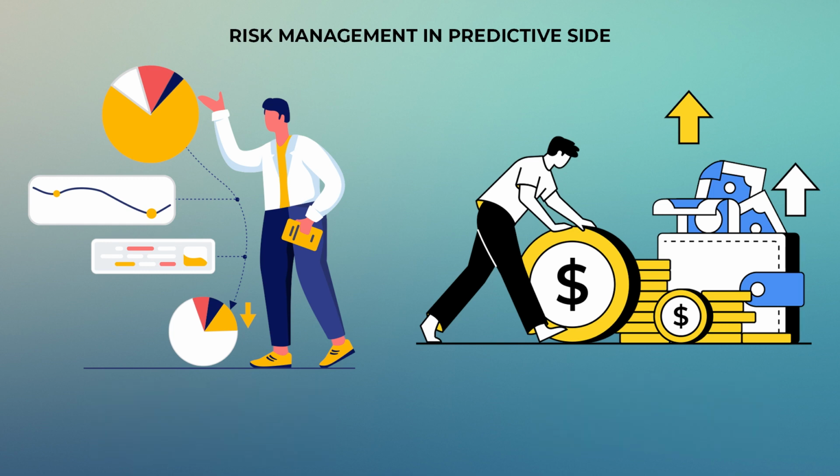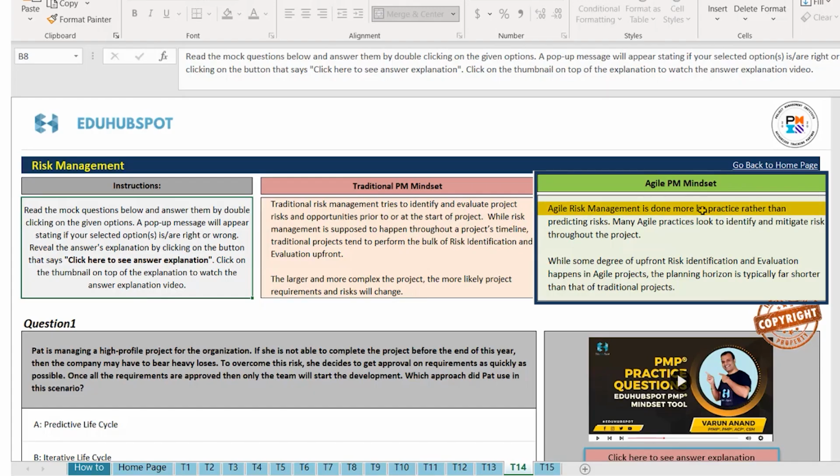Okay. Agile side, agile risk management is done more by practice rather than predicting risk. Many agile practices look to identify and mitigate risk throughout the project. While some degree of upfront risk identification and evaluation happen in agile project, the planning horizon is typically far shorter than that of traditional project.